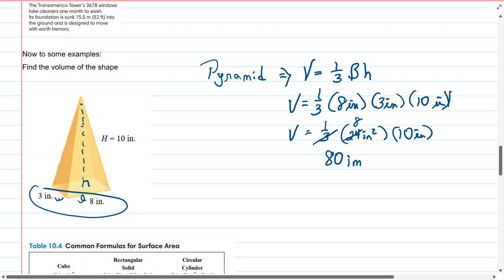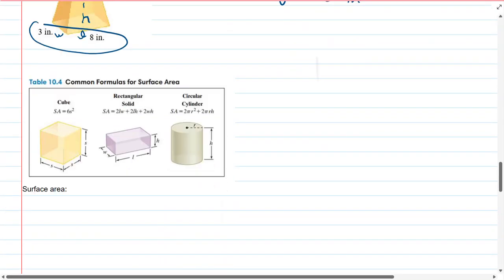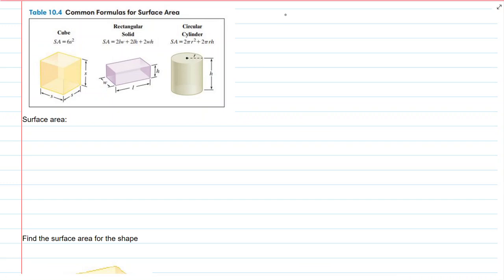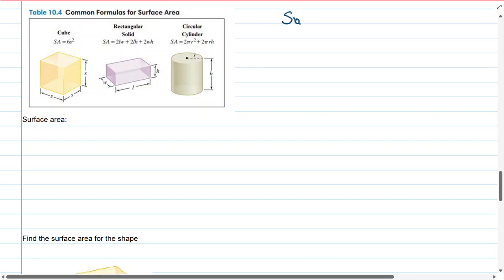We're getting an exposure. All right, so here are some common formulas for surface area. Well, let's figure out what a surface area is. A surface area is the area of each panel that forms a solid.